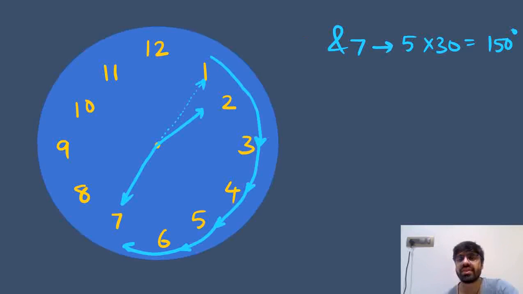So between 1 and 7 the angle is, this time it will not be 5, it will be 6 parts, and that angle will be 180 degrees. Now this is the extra angle which the hour hand has travelled, and this extra angle needs to be subtracted from 180. That extra angle will be how much?